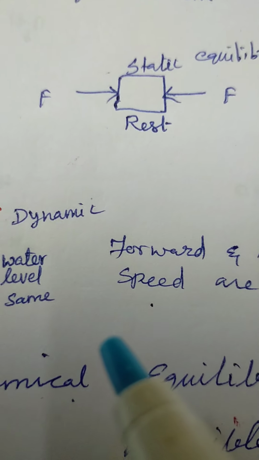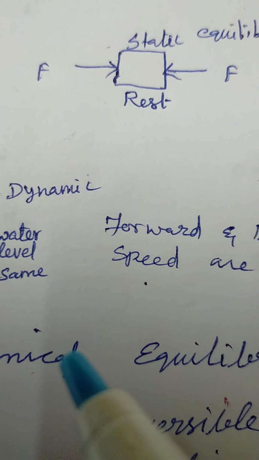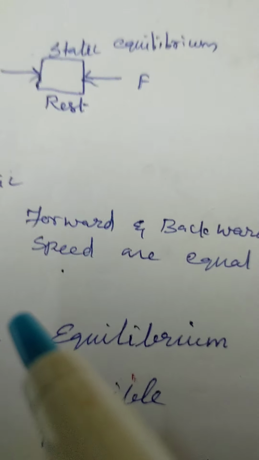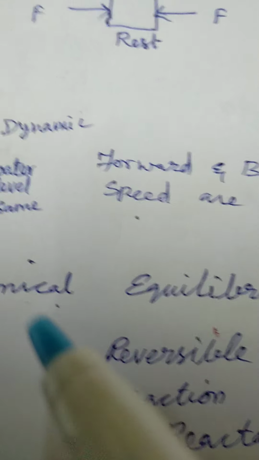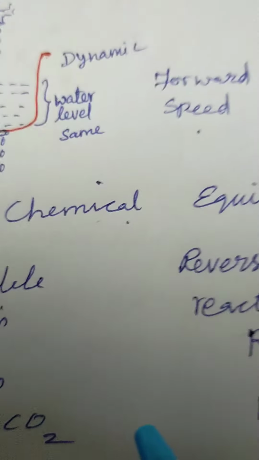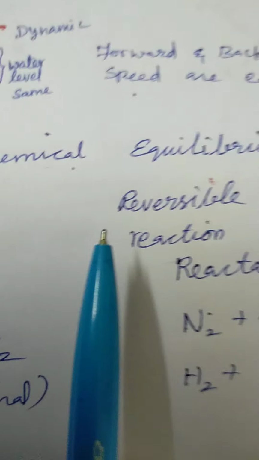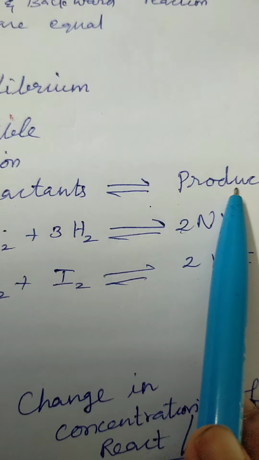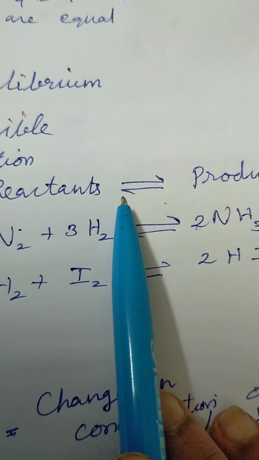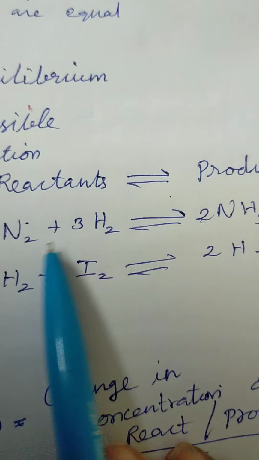So in equilibrium, the rate of forward reaction is equal to the rate of backward reaction. The composition is equal. So a reversible reaction is considered for equilibrium explanation. Irreversible reactions cannot come under equilibrium. When you see a reversible reaction, reactants are converted into products. This arrow mark shows that it is an equilibrium reaction and it is a reversible reaction.